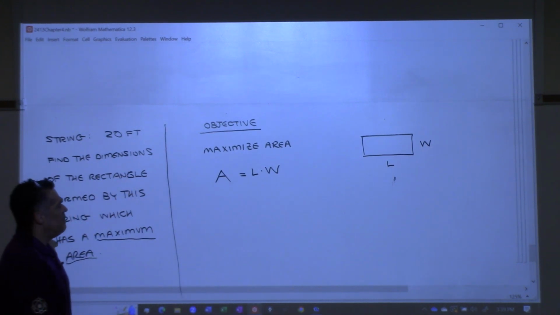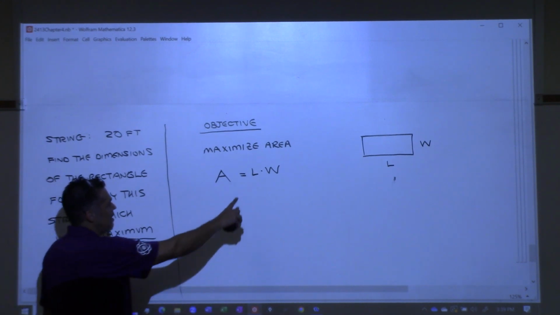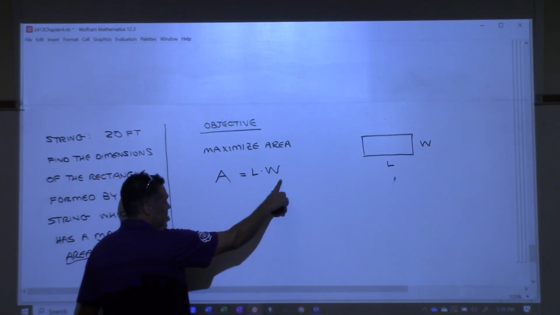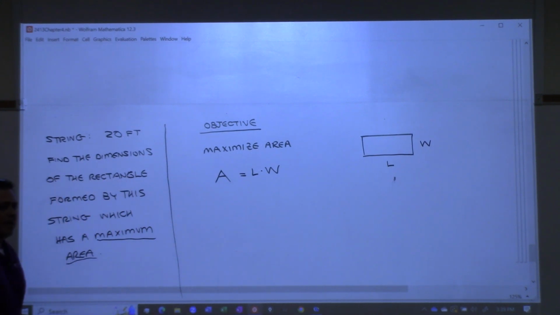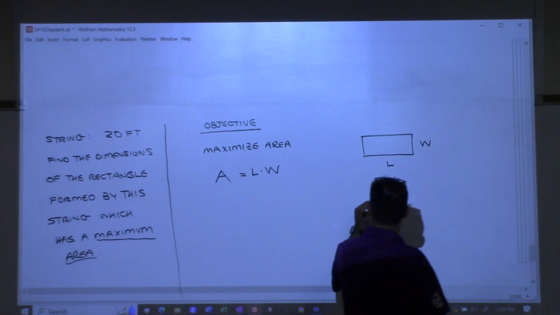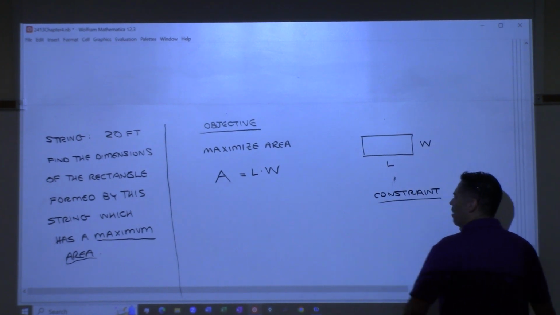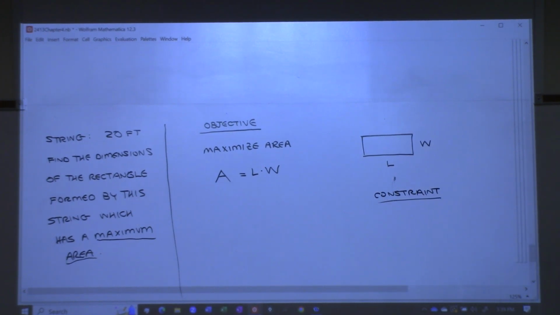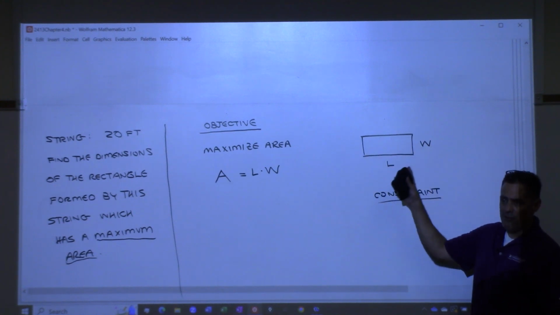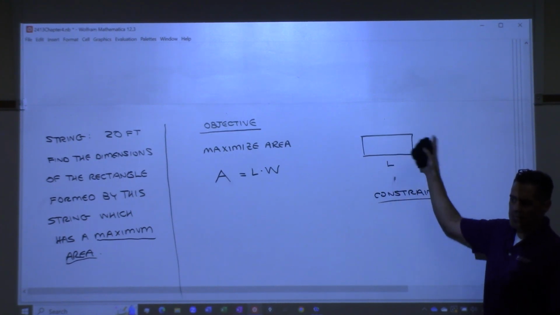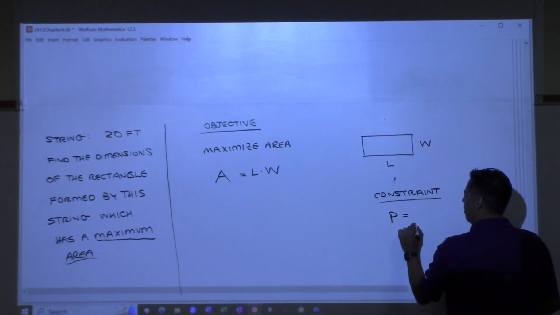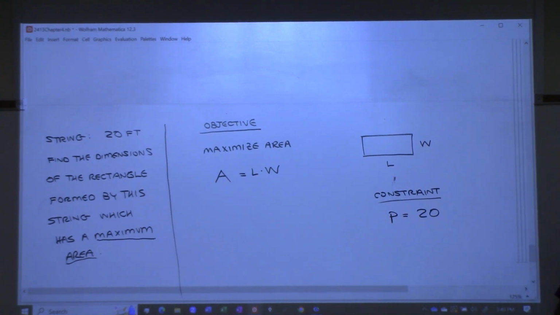So now we need to somehow come up with a way to get this to have just either L's in it or W's. And to do that, I'm going to bring in the next part of these problems, which is called the constraint. The constraint of this problem is that I only have 20 feet of string, right? I only have 20 feet of string. So when I build this, I have a restriction on the perimeter, don't I? The perimeter, the distance around it. The perimeter of this must be 20, right? The perimeter must be 20 feet.